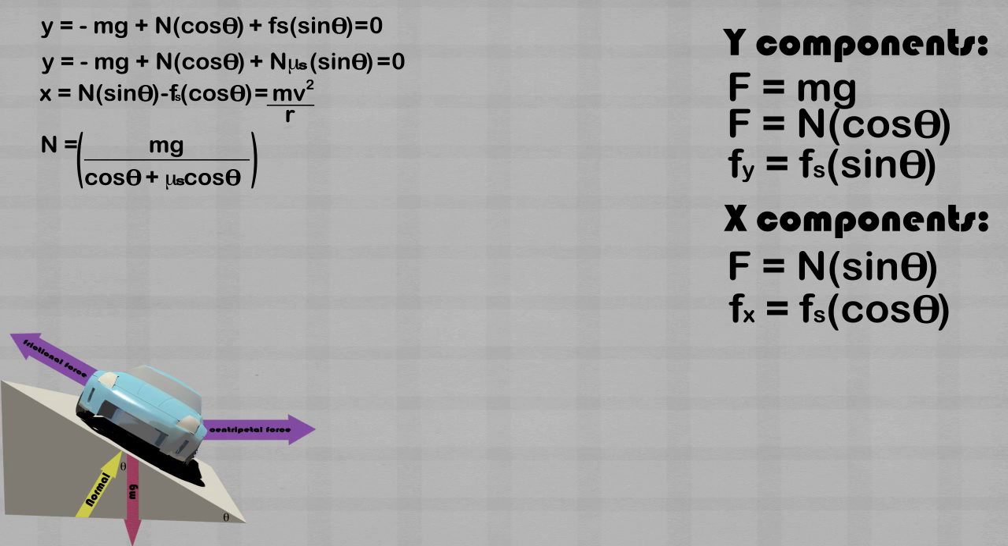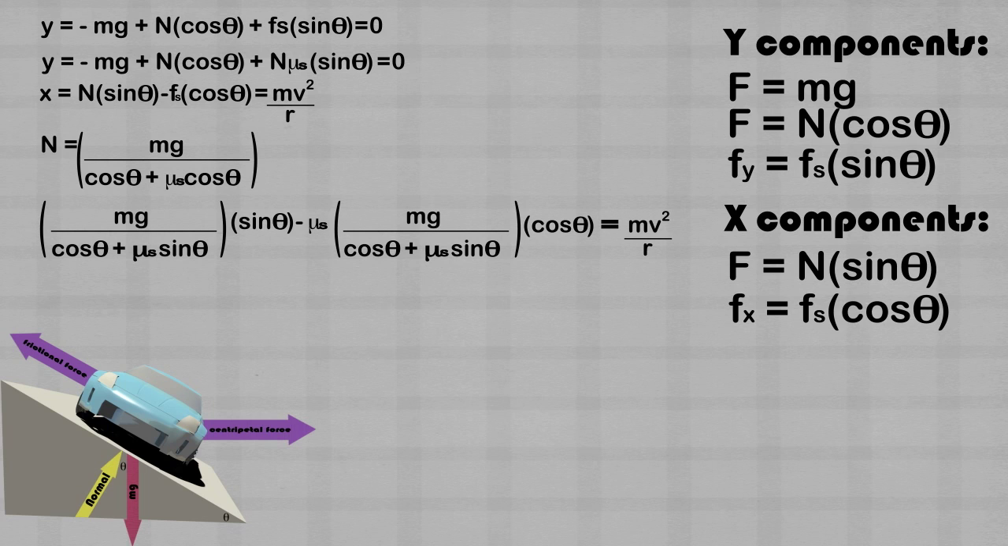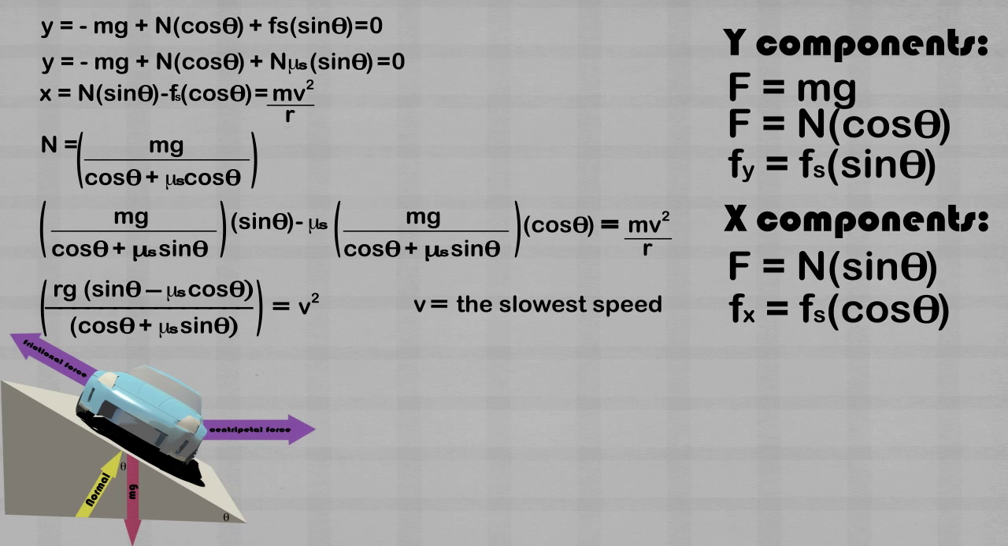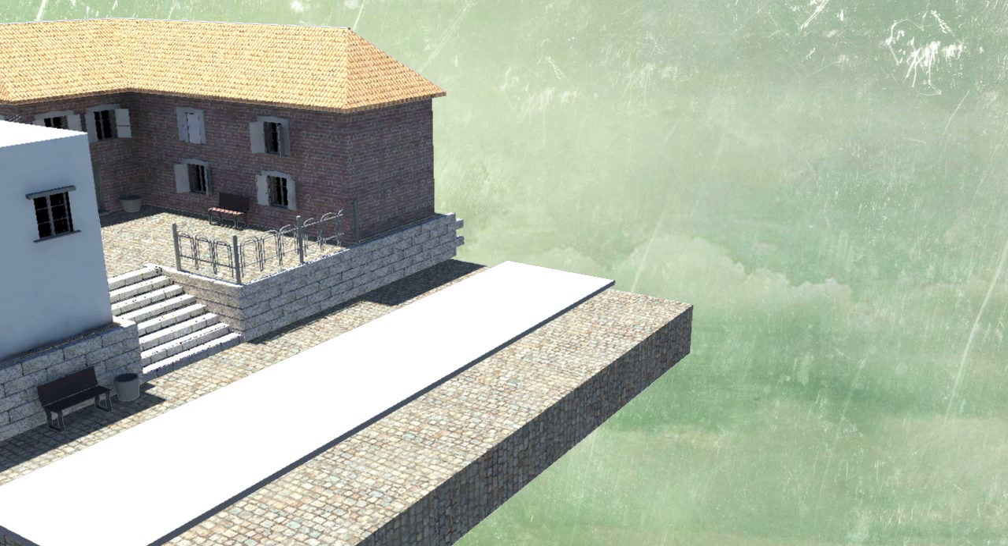We solve for the normal force with our y equation. Then, we can substitute this in for the normal force in the x equation. We can now solve for v. Notice that the mass of the car cancels out of the equation. The v that we have solved for is the slowest speed necessary to safely make it around the inclined turn.